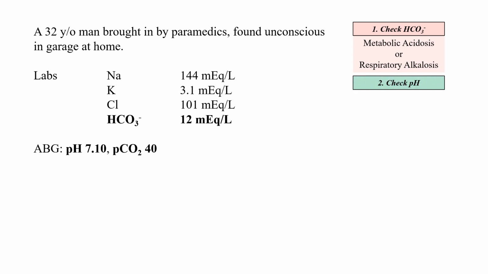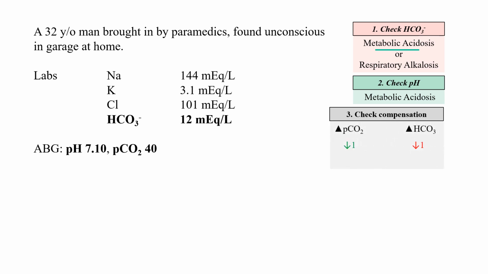Step 2, check pH. pH is less than 7.4. This means the most likely disorder is metabolic acidosis. Step 3, check compensation. For metabolic acidosis, every 1 drop in bicarbonate would result in a drop of 1 in PCO2.